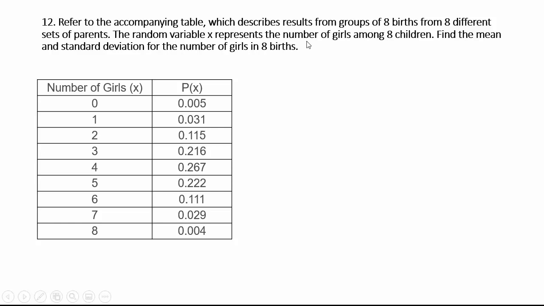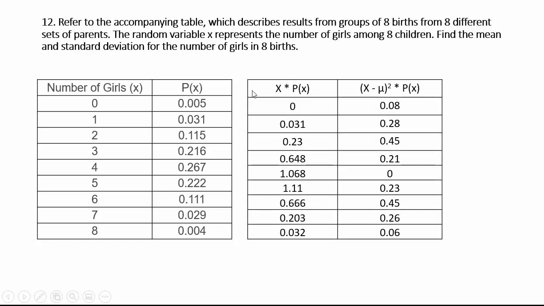We want to find the mean and standard deviation for the number of girls in a birth. So to find the mean and standard deviation, you're essentially just going to add a couple columns to this whole thing. So I'll just do that. And these are the columns you want to add, right? To get the mean, we're going to take each value and multiply it times the probability, right? So 0 times 0.005 gives you 0, 1 times 0.031 gives you this 0.031, and so on.